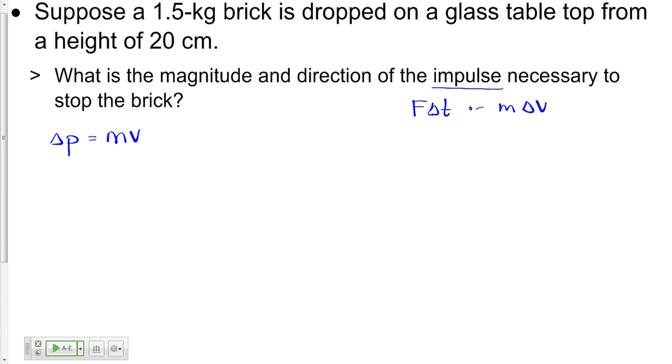Impulse equals mass times final velocity minus mass times initial velocity. What's the mass of the object? 1.5 kilograms. And what's the final velocity of the object?